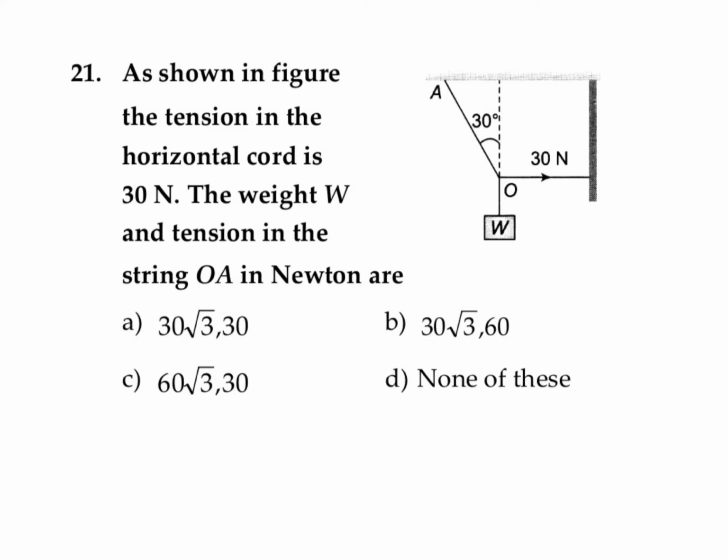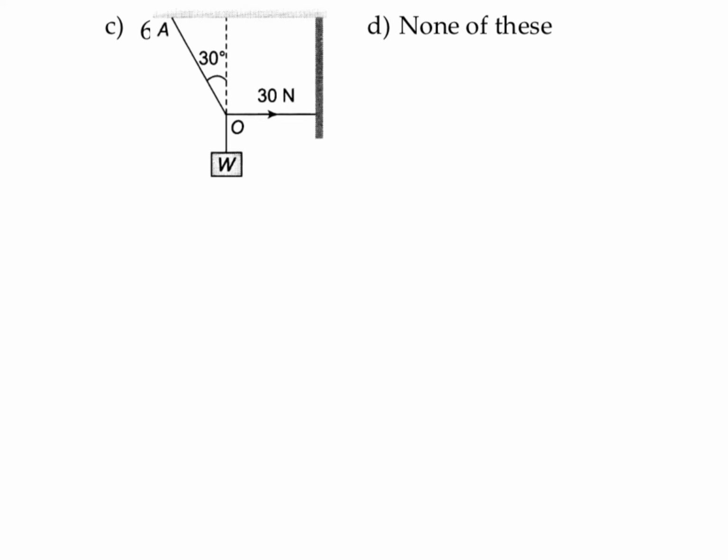In this question, it is given that, as shown in the figure, the tension in the horizontal cord is 30 Newton. The weight W and the tension in the string OA, in Newtons, are? So if you observe this question, we can identify what forces are acting.